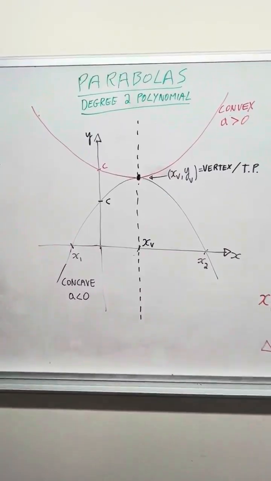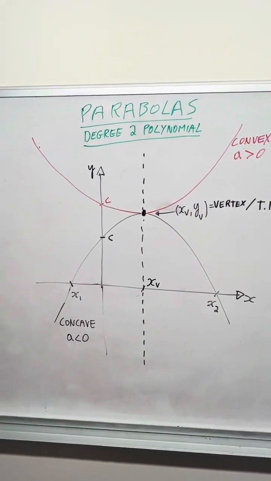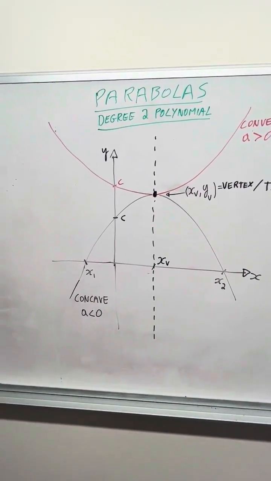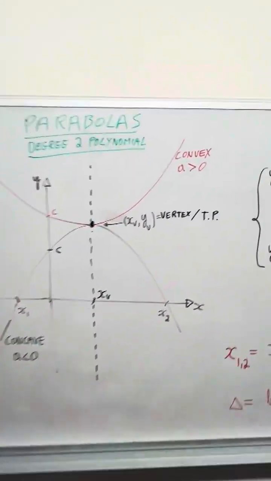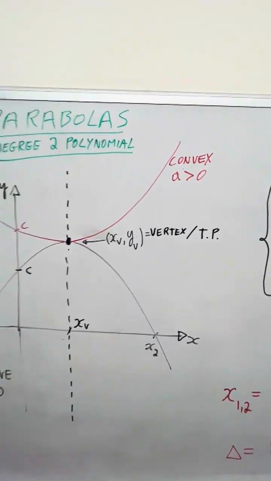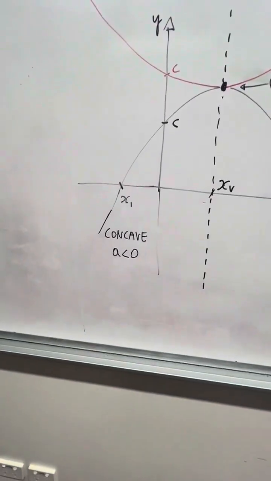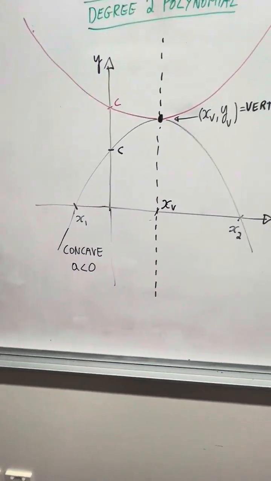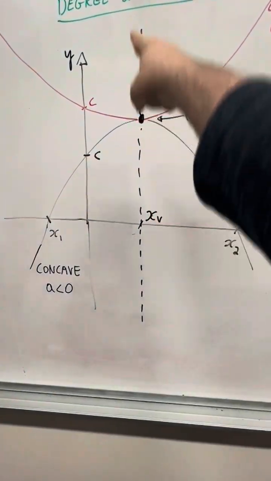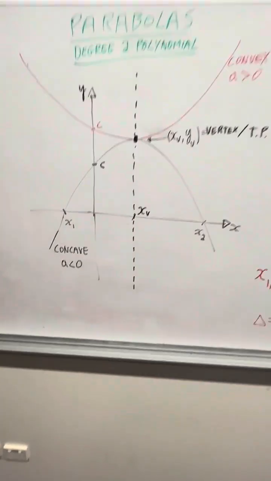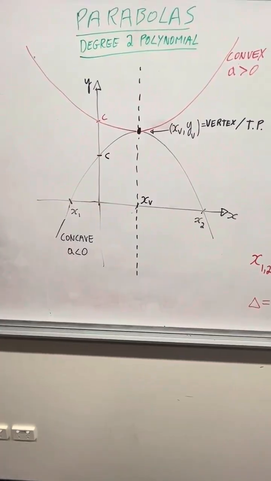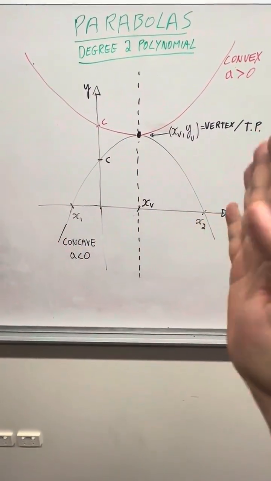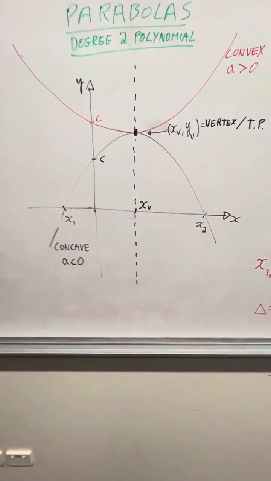Parabolas. Parabolas are graphs of the polynomial of degree 2. Okay. So here I have the red parabola. It's a convex parabola. And the black parabola is a concave parabola. I have this dashed line here, which is the axis of symmetry. The parabolas are symmetric with respect to this axis of symmetry. Whatever happens on the right, it's a mirror image of what's on the left.